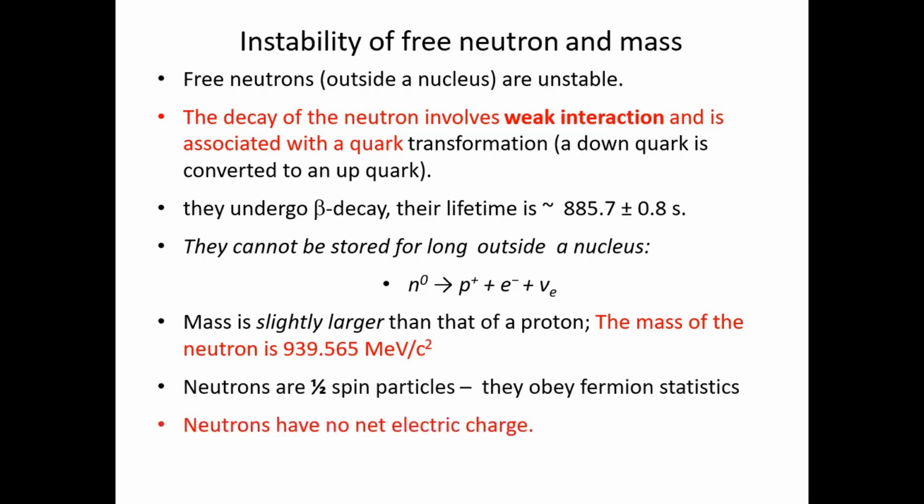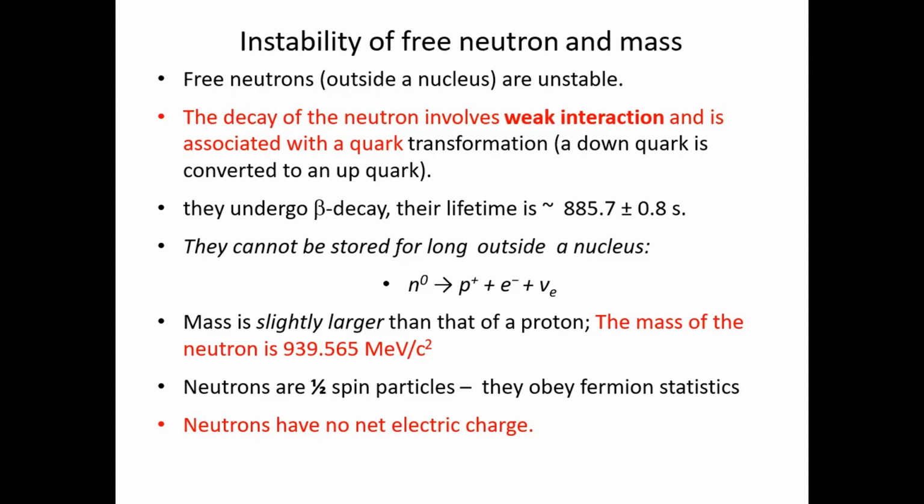Neutrons have spin half. So they are spin half particles, and according to modern statistics, they obey the Fermi-Dirac statistics. So they are fermions, and the fermions obey Fermi-Dirac statistics, and the spin half particles have certain properties that are really to be obeyed by the Pauli exclusion principle as well. Neutrons have no electric charge.